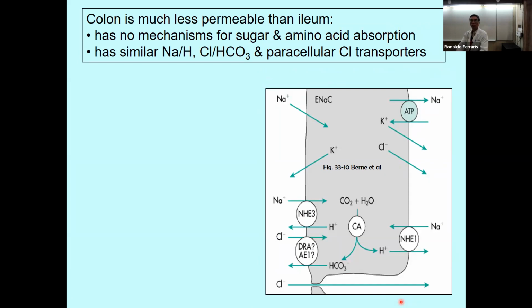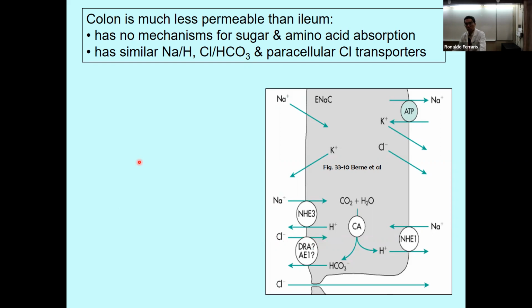So now let's go into the colon, and it's the least permeable, even less permeable than the ileum. So it's difficult for ions to go through the paracellular pathway. So we know that your colon, your colonic cells, they don't absorb nutrients. There is no SGLT1 here, no amino acid transporters. However, they have similar systems. They have sodium hydrogen exchangers to absorb sodium, and chloride hydrogen exchangers to absorb chloride.